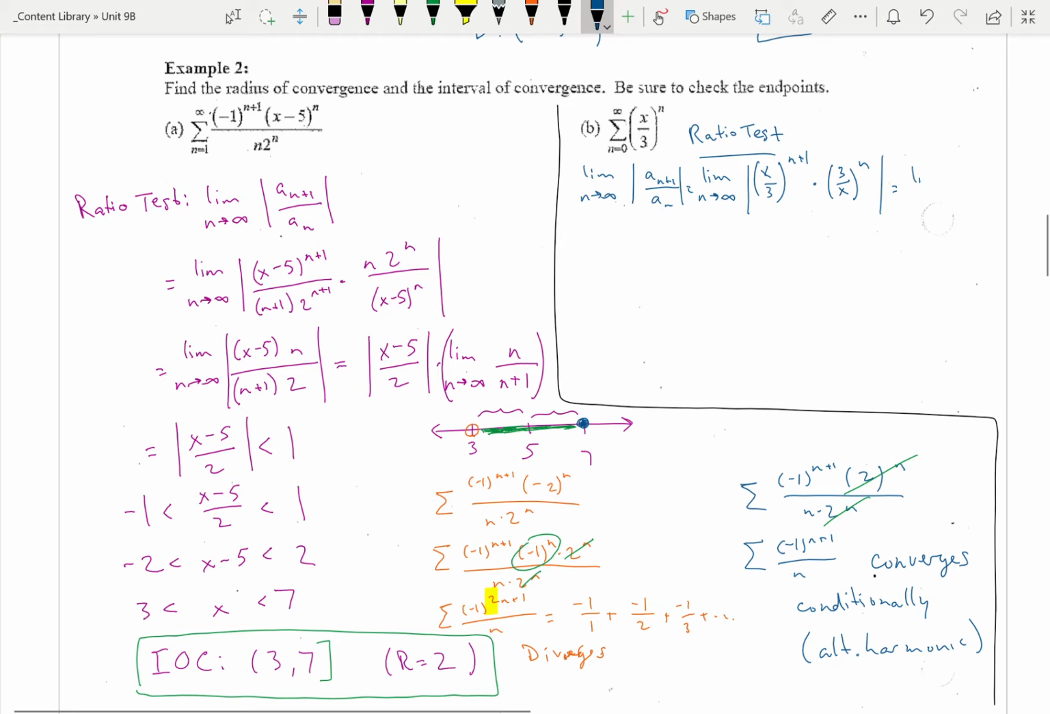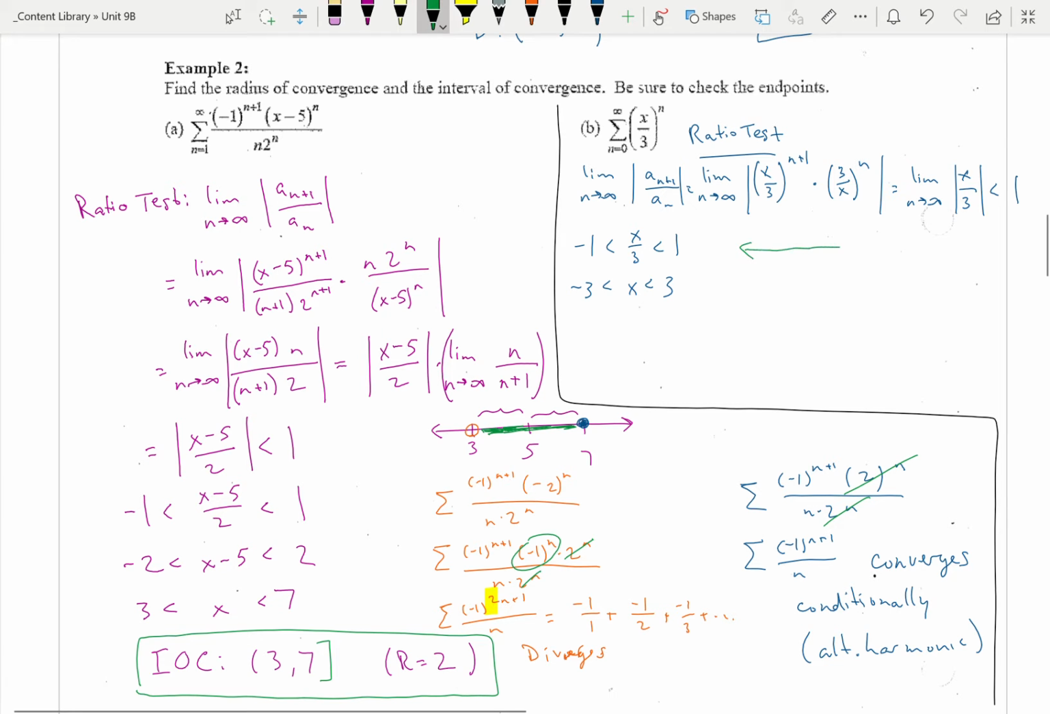We're going to get the limit as n approaches infinity. We have 1x left over on the top, and we have 3 left over on the bottom, and that has to be less than 1 for the ratio test to conclude that the series converges. So if x over 3 has to be between -1 and +1, that means that x has to be between -3 and +3. All right, so our interval of convergence is going to go from -3 to +3.